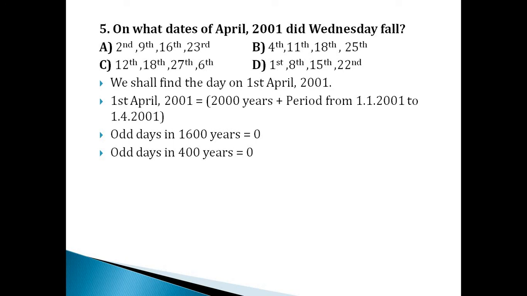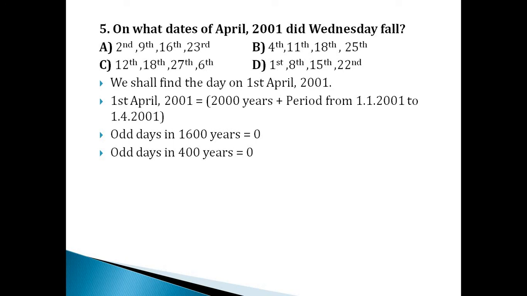Next, the years will be considered like this. If you want to find odd days of 2000 years, there is no need of subtracting the leap and ordinary years. By using that table, you can get the answer. So 2000 years is split into 1600 plus 400. So 1600 is divisible by 400. So it is similar to 400 years only. So it is 0 odd days. Even 400 years will have 0 odd days.